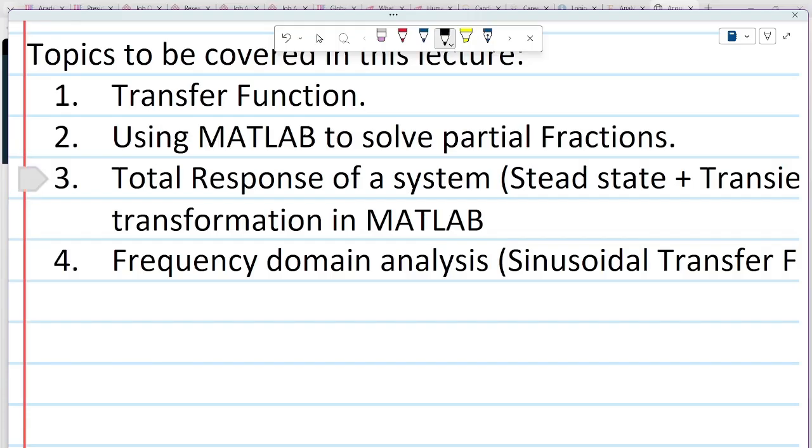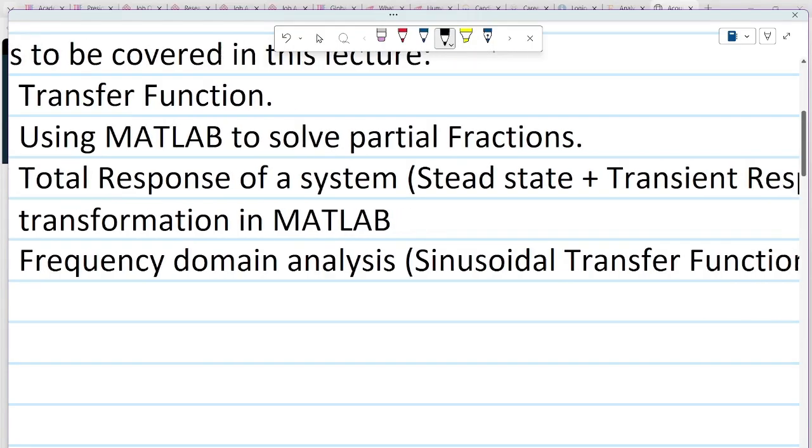the Laplace transformation in MATLAB to determine the total response of a system, that is the steady state and the transient response. And then lastly, we'll perform the frequency domain analysis of the system, that is using the sinusoidal transfer function.